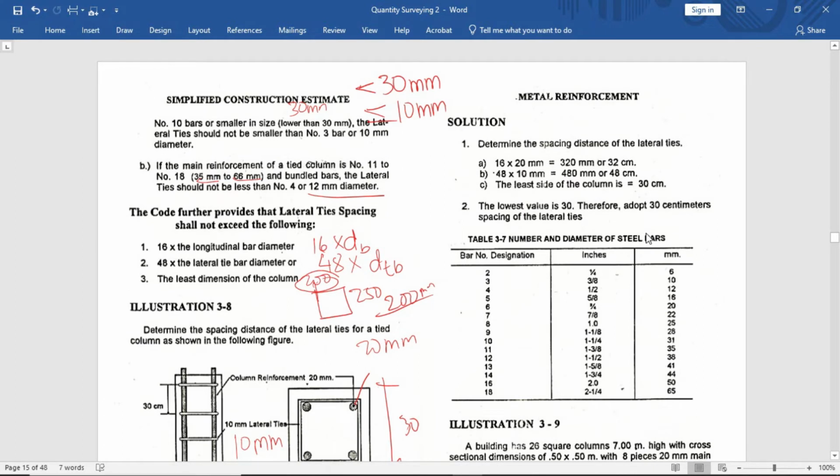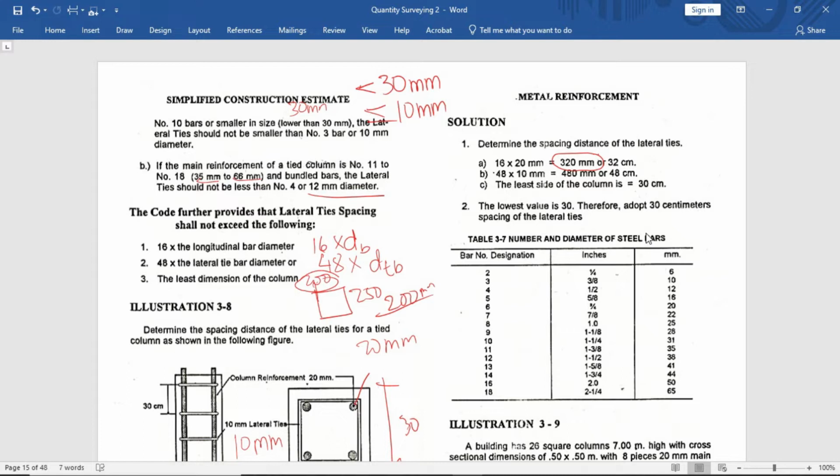So, simple lang. First, itatry natin yung 16 times the diameter of the main bar. Main bars natin is 20. Katulad ng sabi ko kanina, 16 times 20 mm is equal to 320 mm. Hindi natin masasabi na yan agad yung gagamitin natin kasi may dalawa pa tayong itatry.